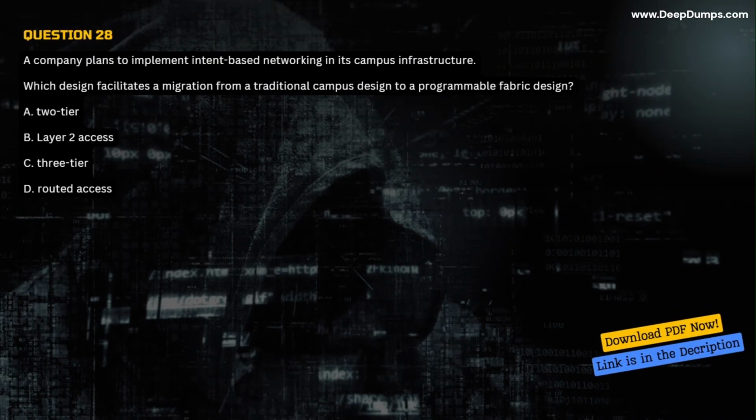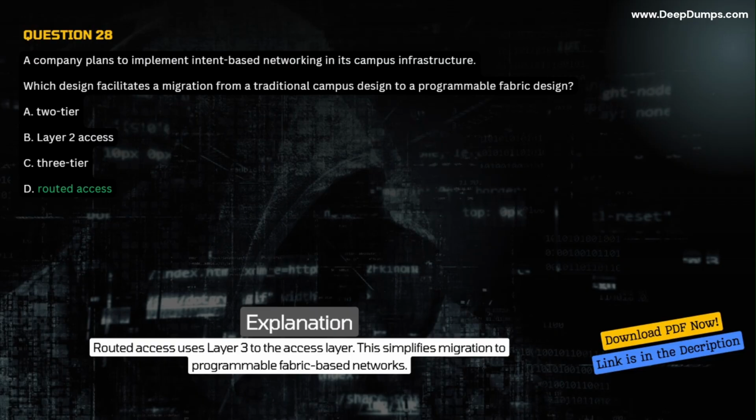Question 28. A company plans to implement intent-based networking in its campus infrastructure. Which design facilitates a migration from a traditional campus design to a programmable fabric design? A. Two-tier. B. Layer 2 access. C. Three-tier. D. Routed access. Correct answer D. Routed access. Explanation. Routed access uses Layer 3 to the access layer. This simplifies migration to programmable fabric-based networks.